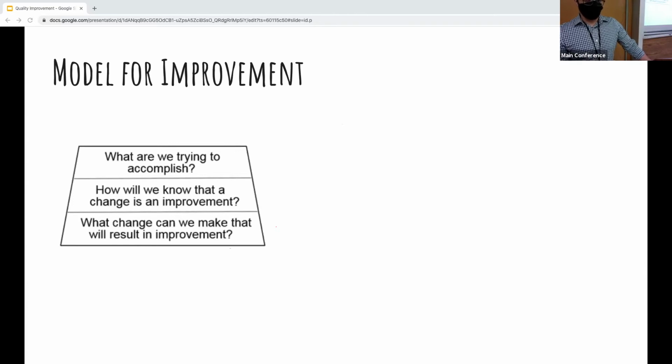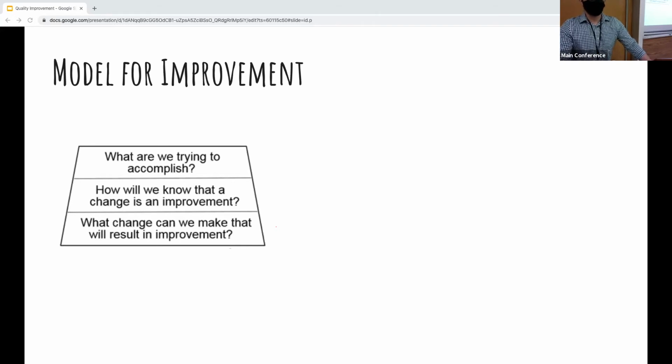So this is the most important model that is used for quality improvement. It's a model for improvement. It focuses on the healthcare system as a whole. It looks at the system and the organization, and not the individual that works within that system. And it focuses around answering these three basic questions.